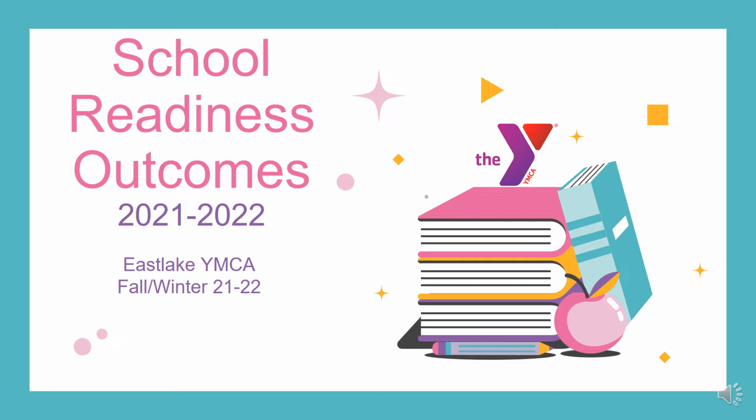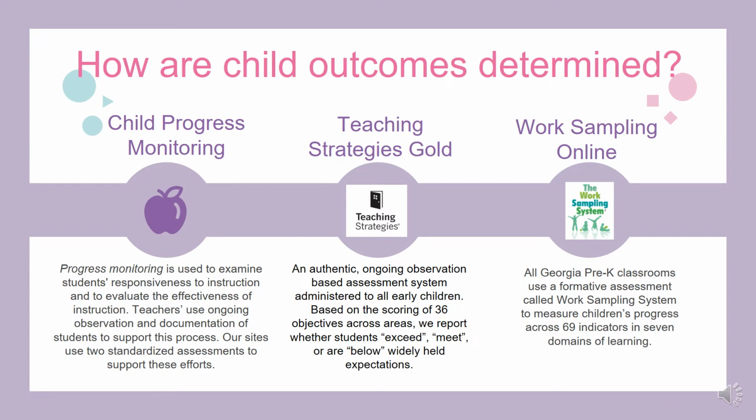I'm here to share with you school readiness outcomes for the current school year of 21-22. We are going to look at our fall and winter TSG data together. Let's begin by talking about how child outcomes are determined. We determine child outcomes by participating in the child progress monitoring process.